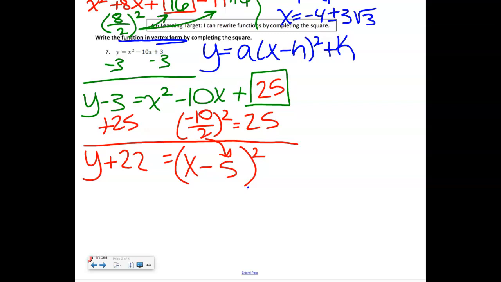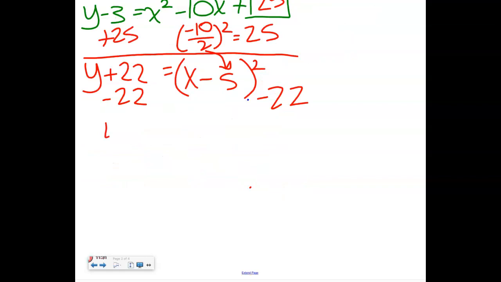You both are okay with that? Yeah, okay. So I'm going to subtract the 22. Subtract the 22. Okay. My board is so slow when I record. All right, so now we're going to have y equals x minus 5 squared minus 22. Are we now in vertex form? Could we state the vertex if we needed to?